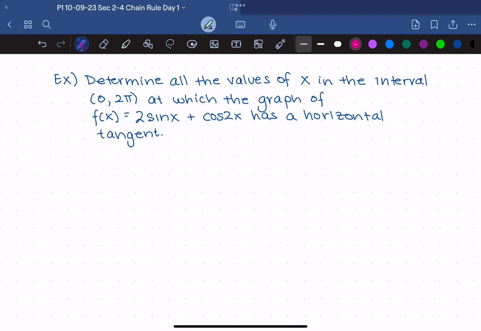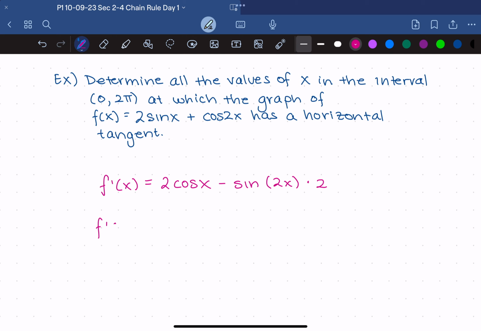All right, so where the tangent line is horizontal is where the derivative equals 0, so I got to find the derivative. So f prime of x. The first term is not a composition, so the derivative of that is just 2 cosine x. The second one is a composition. I got 2x inside cosine. So first of all, the derivative of cosine is negative sine. Keep the inside the same, times derivative of the inside.